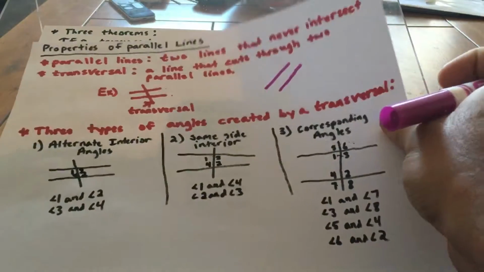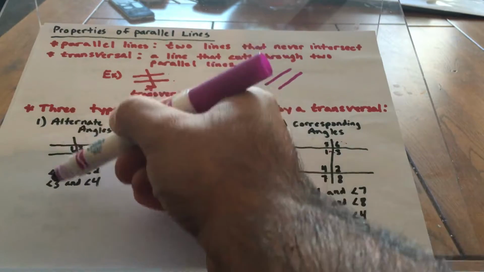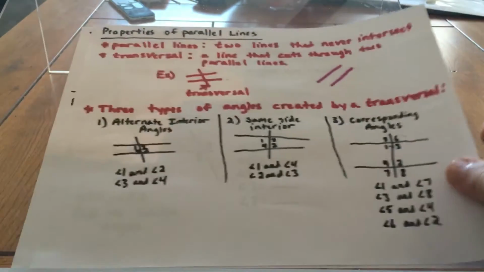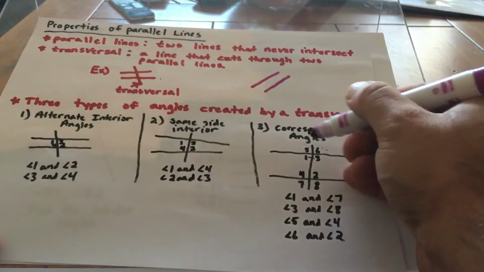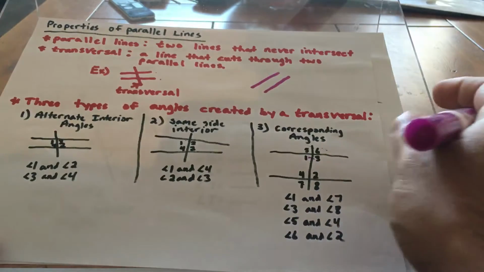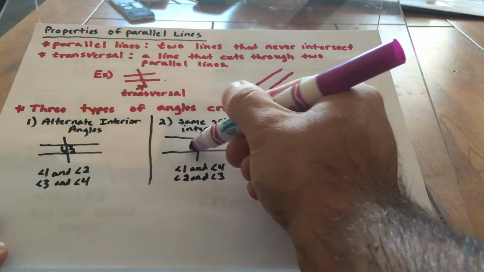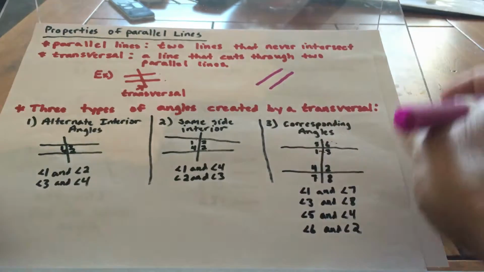So if you look back at this sheet, we have alternate interior angles. 1 and 2 are going to be equal to each other. 3 and 4 are going to be equal to each other. The corresponding angles are also congruent. So angle 1 and 7 are equal. 3 and 8 are equal. 5 and 4 are equal. 6 and 2 are equal. And then the same side interior angles are supplementary. And that's sort of easy to see. If 1 and 2 are equal, we'll look at what happens with 2 and 4. These two angles come together to form a straight line, so they add up to 180.